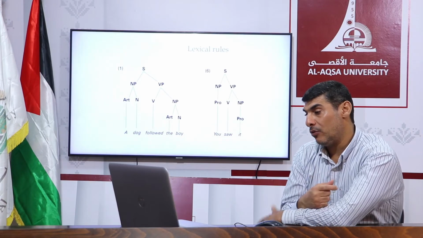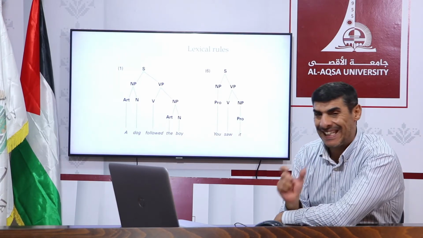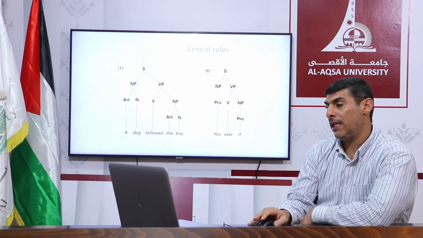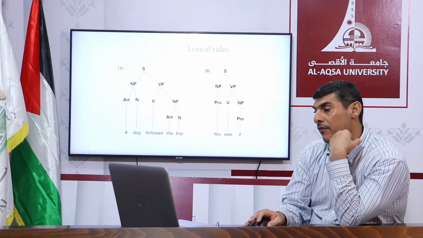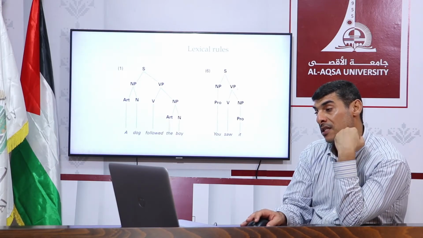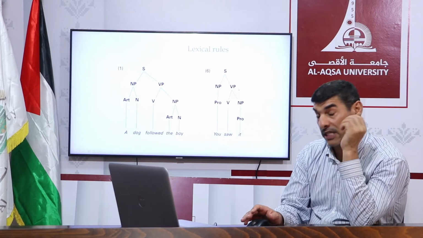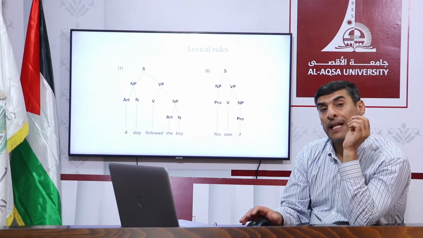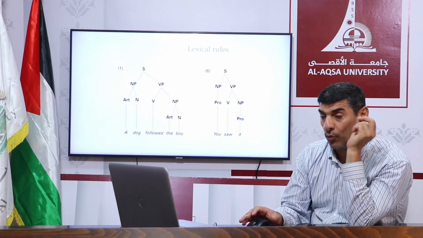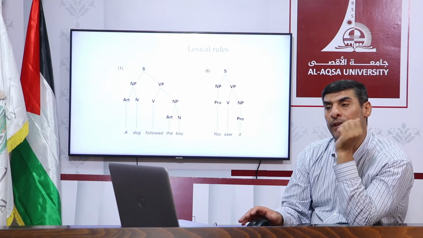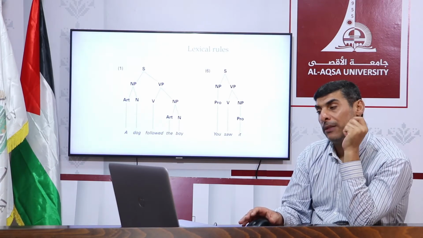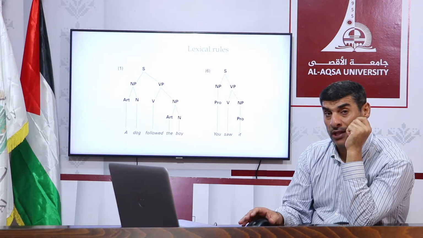In the other example, we have you saw it. It is a pronoun. So for the sentence, we have a noun phrase and we have a verb phrase. Look at these two rows, noun phrase and verb phrase, because this is fundamental in the sentence. If someone asks, what are the fundamental elements of a sentence? The answer will be a subject and verb, or a subject and a predicate. So the verb is an essential part of the sentence, because there is no sentence without a verb.